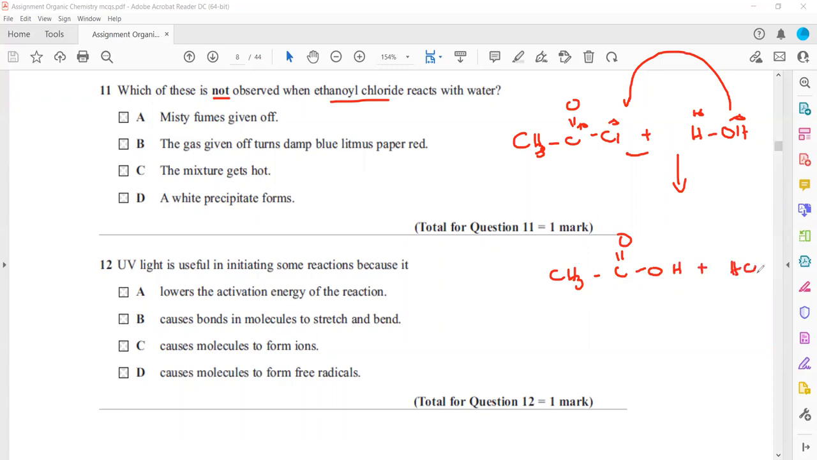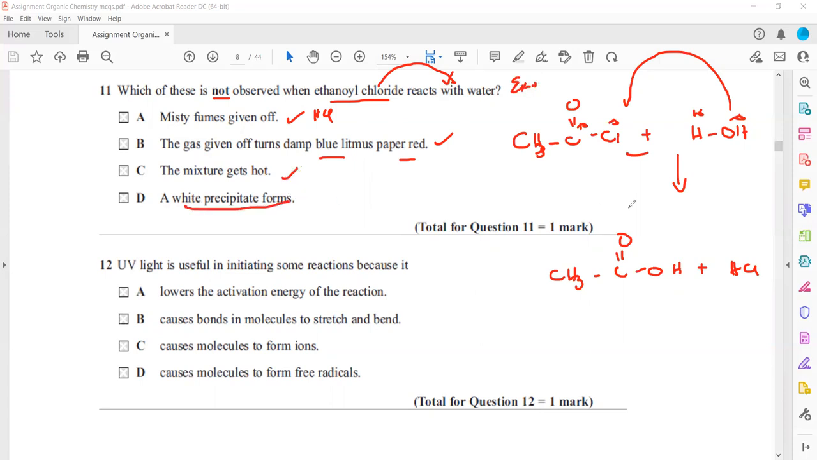plus HCl, so there will be misty fumes. Misty fumes are there because of HCl. The gas given off turned blue litmus red. That is also true because HCl is acidic. That's why this is observed. The mixture gets hotter. Yes, the reactions of ethanoyl chloride with water are all exothermic.